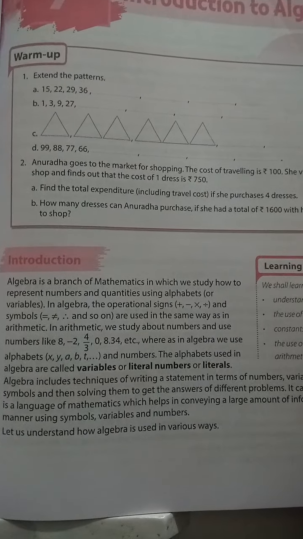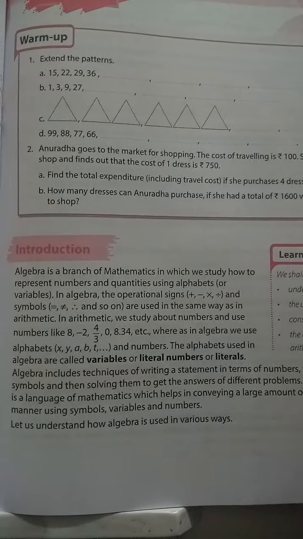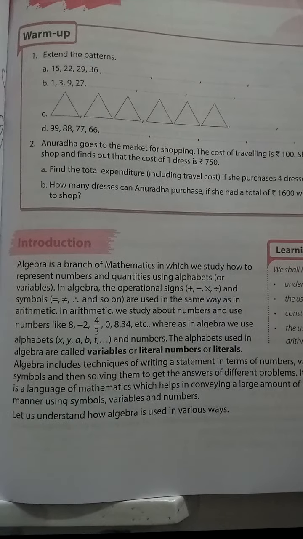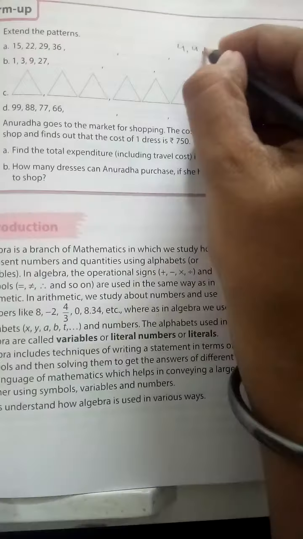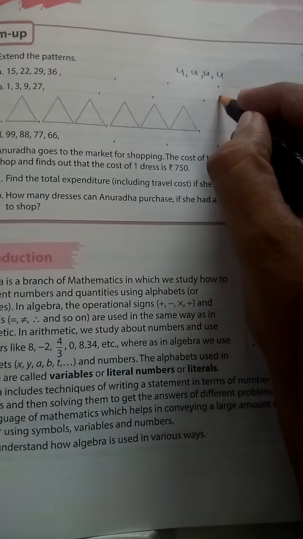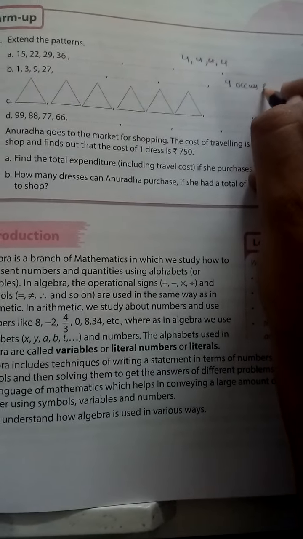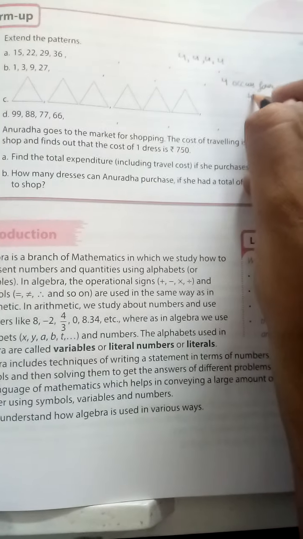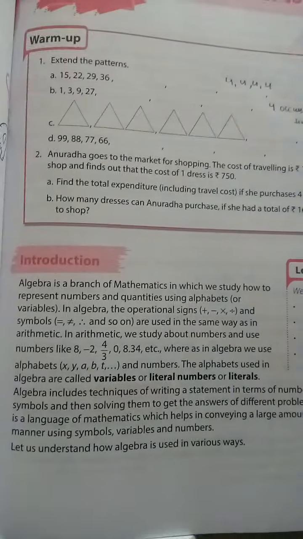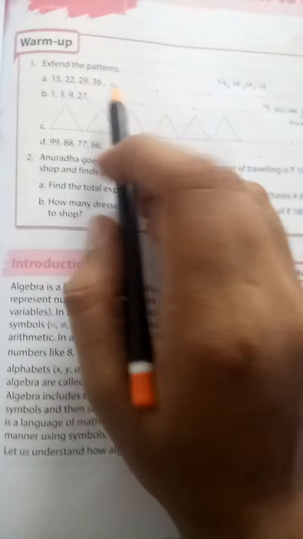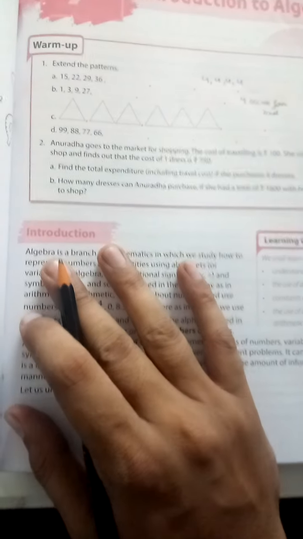In the previous classes we discussed how many times a number occurs, like 4, 4, 4, 4. So we write here 4 occurs 4 times. Okay, and we also represented some patterns. But today we are going to discuss algebra.